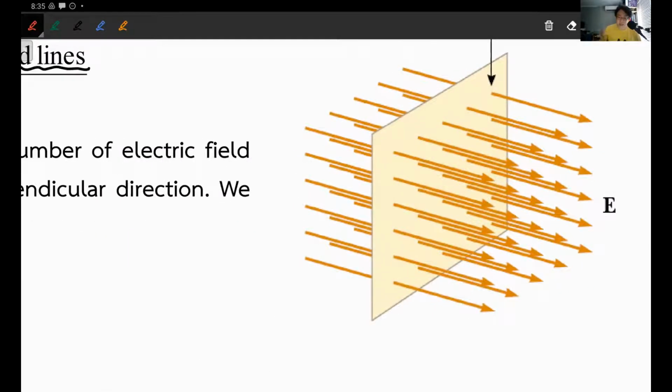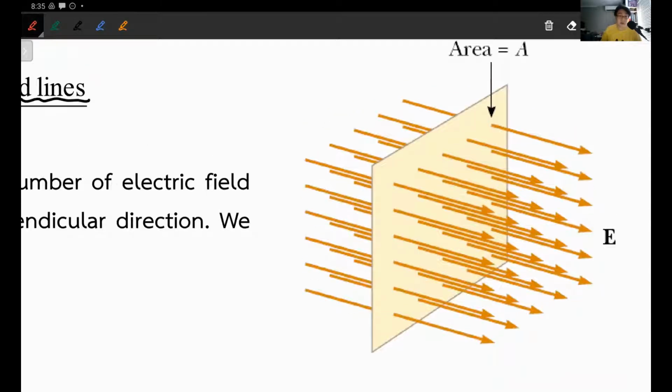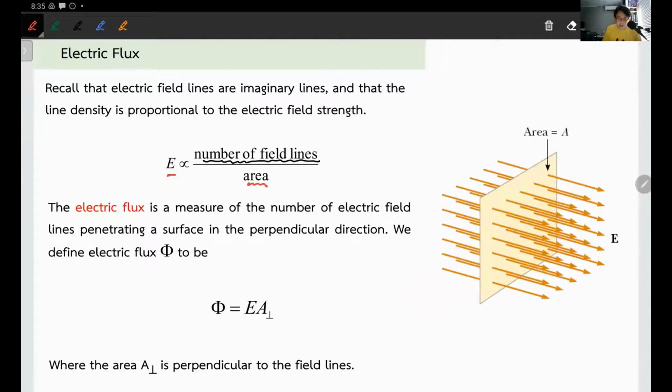So you can guess that if the line density is high, the electric field in this area is going to be very strong. If the number of lines is very small, then the density is also small, and that will indicate that the electric field strength in this area is going to be weak. So it seems like you should be able to tell the magnitude of the electric field by looking at this ratio right here, which is just the line density.